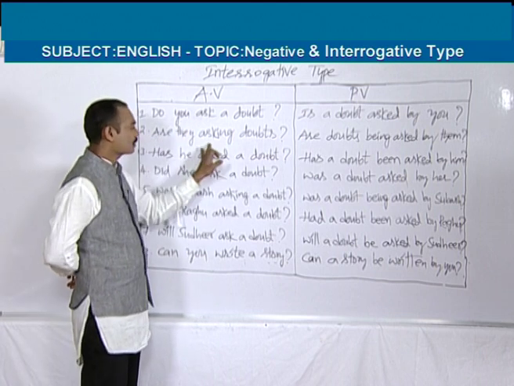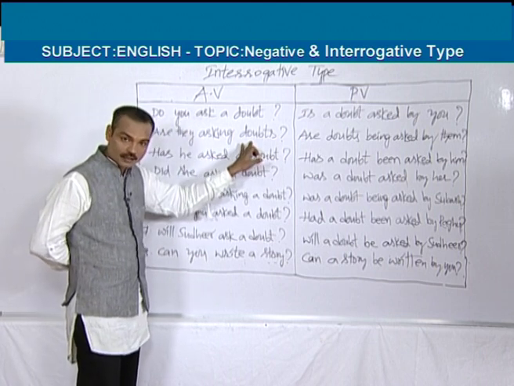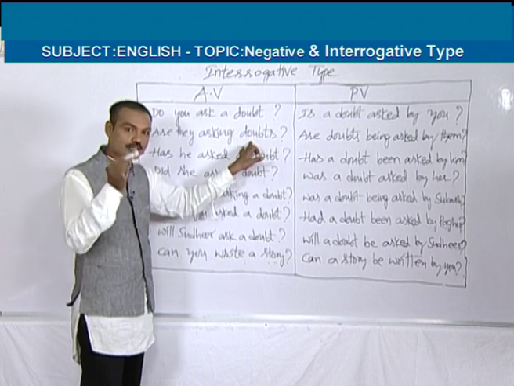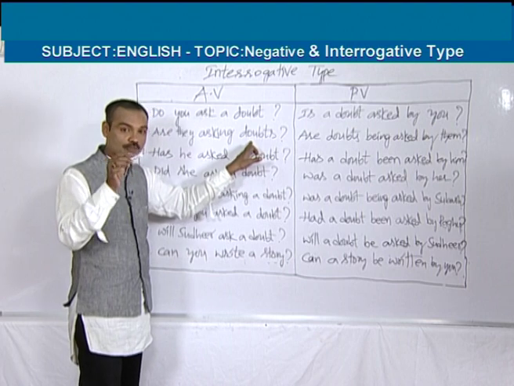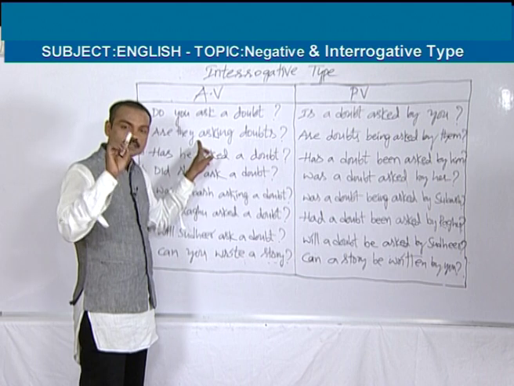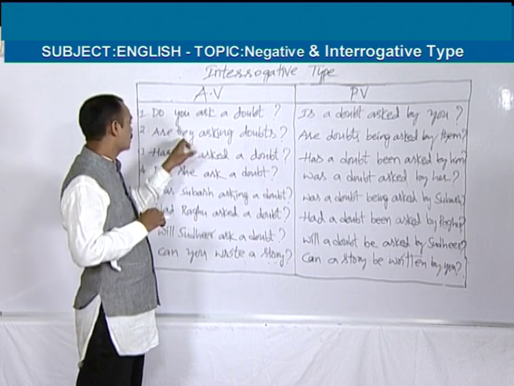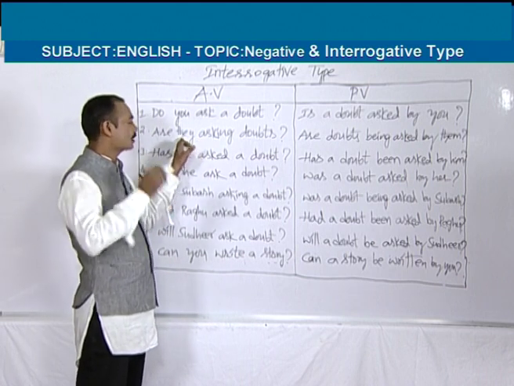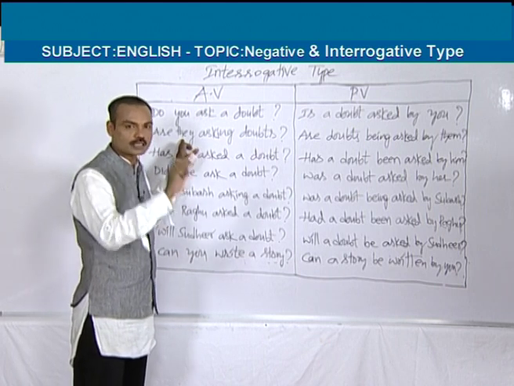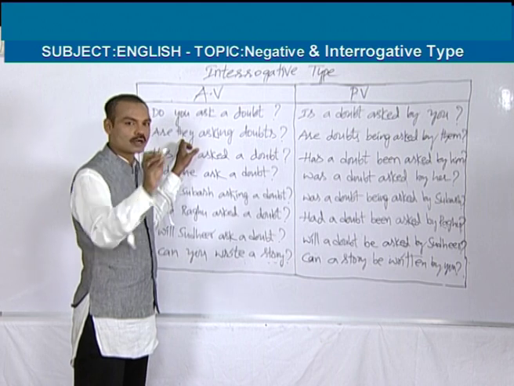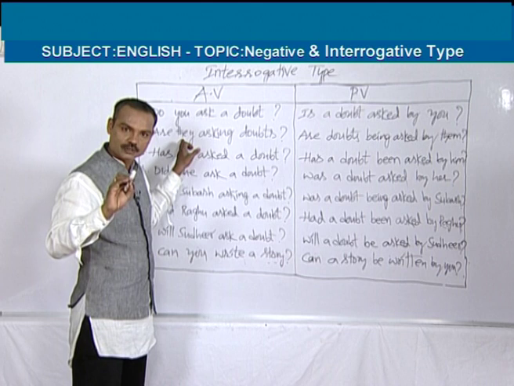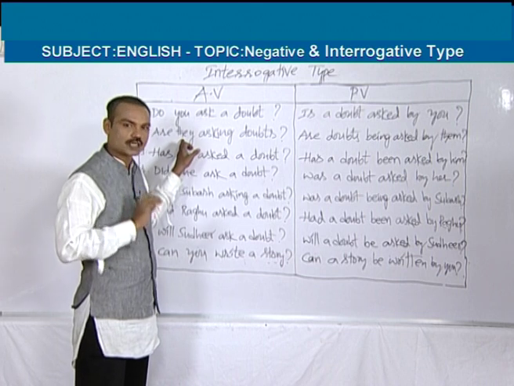Next, are they asking doubts? It is an active sentence, that's fine. Is it positive or negative or interrogative type? See, if this active starts with the subject, where is the subject here? There is the subject here. They are asking doubts, for example. This is called positive type sentence. Negative type means they are not asking doubts. Interrogative type means are they asking doubts? That is called interrogative type.